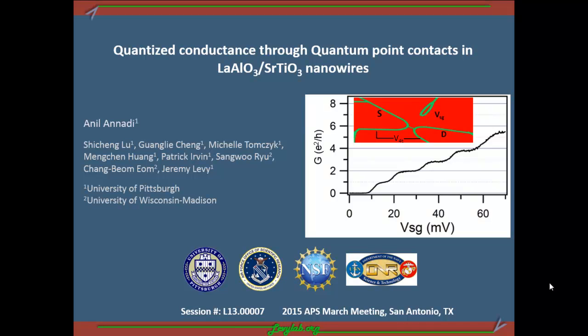Here I am going to talk about quantized conductance that we have seen in quantum point contact devices that are embedded in LAO/STO nanowires. And this work is done at the University of Pittsburgh in Professor Jeremy Levy's lab.